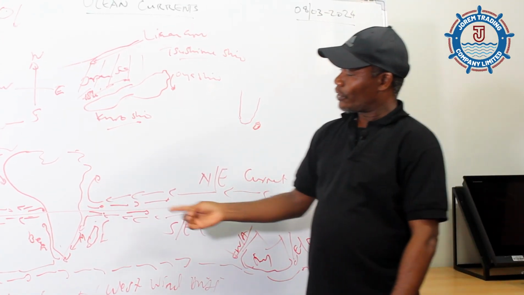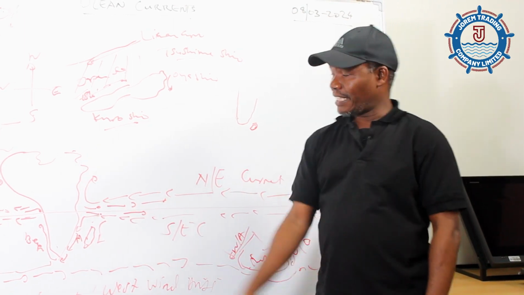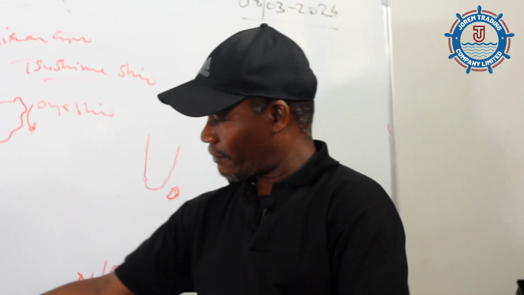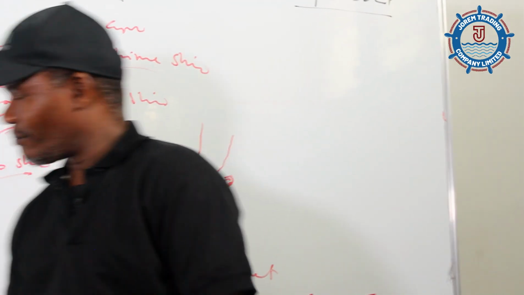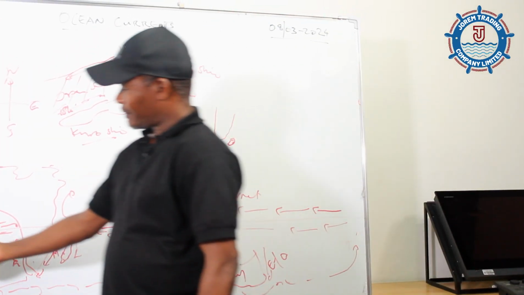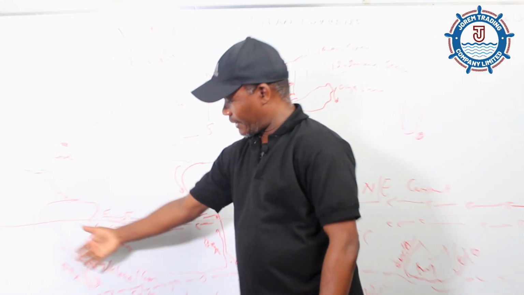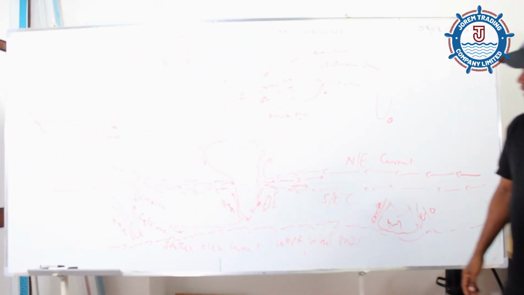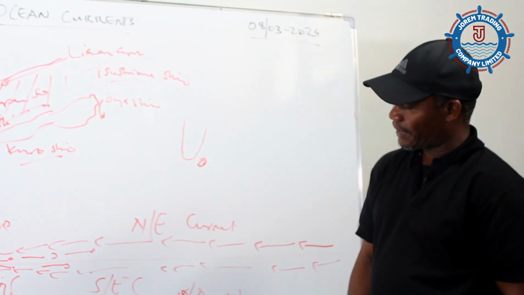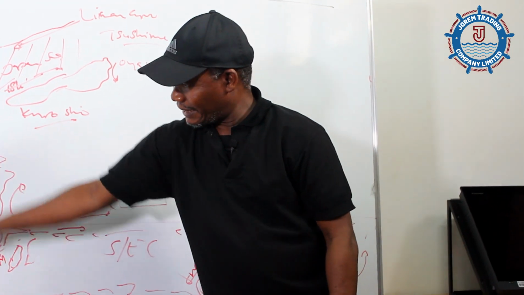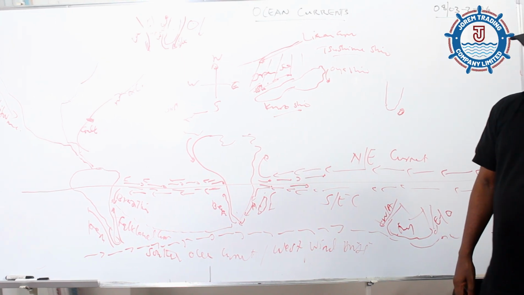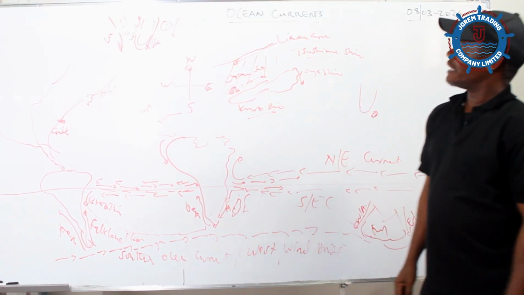Warm currents are always found on the western shores of large oceans, like the Mozambique current and the Brazilian current. Mozambique on the western Indian Ocean, and of course the Brazilian current on the western Atlantic Ocean. We have the cold currents as well, like California and Peru, which are found on the eastern shores of the large oceans. That one is on the eastern shore of the Pacific. Then you have the Benguela and Canary currents, which are found on the eastern shore of the Atlantic Ocean.